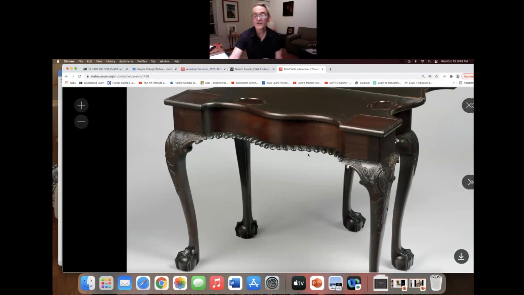So a difference between Queen Anne and Chippendale in the American versions is that the Queen Anne is simpler. Chippendale will have more carving, more ornament.